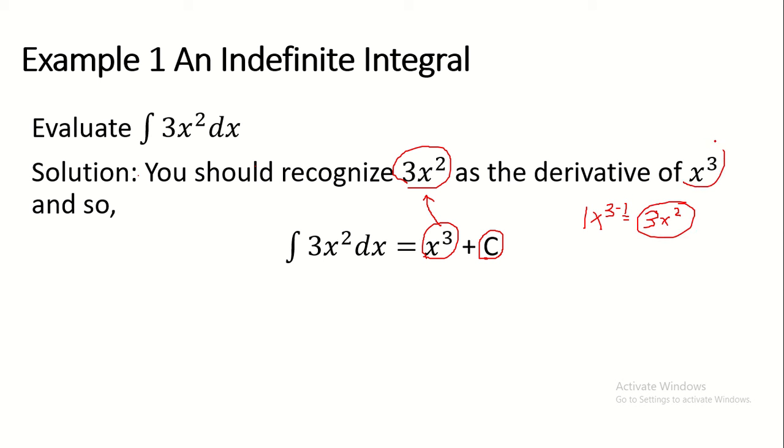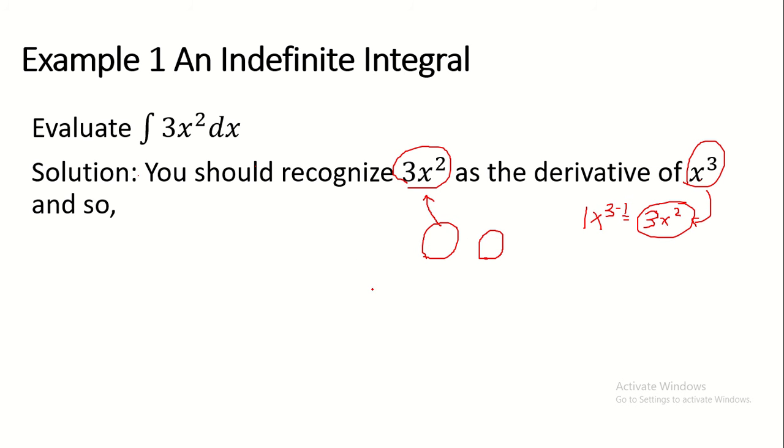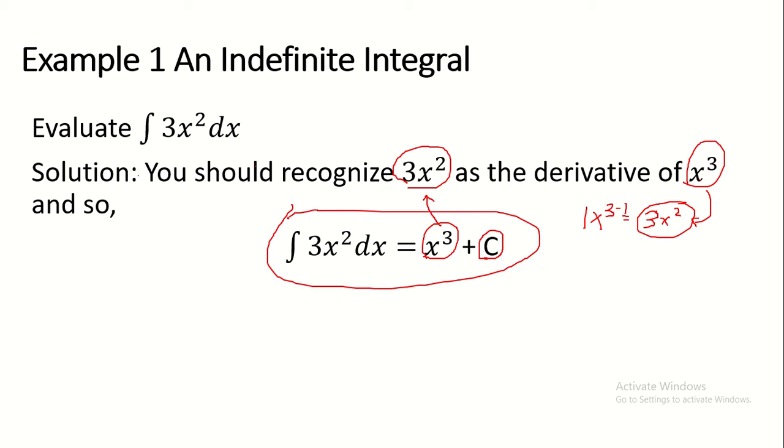Okay? So, kapag dinifferentiate natin or kinuha natin yung derivative ng x cubed, ang makukuha ay 3x squared, which means x cubed is an antiderivative of 3x squared. So, mag-a-add lang tayo ng c dito or constant, and that's it. We have the indefinite integral or the antiderivative of this function.